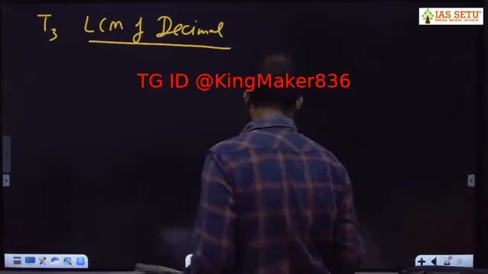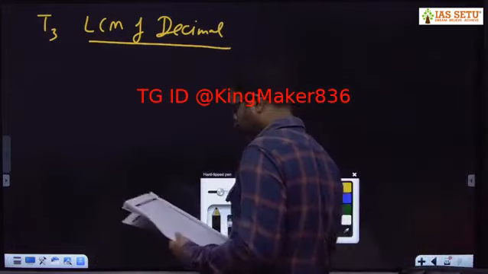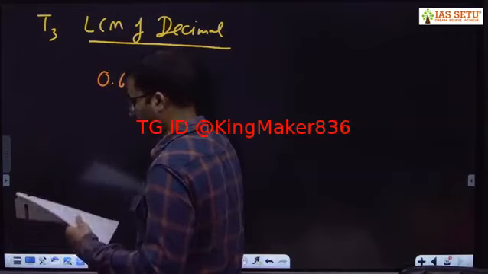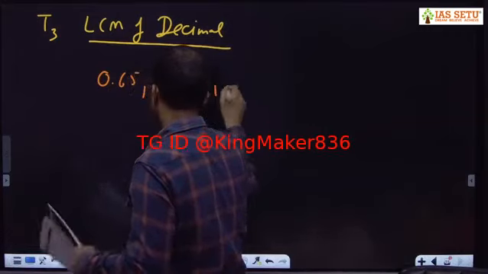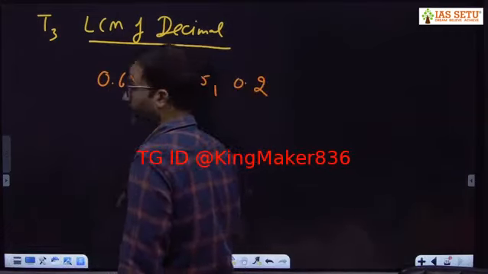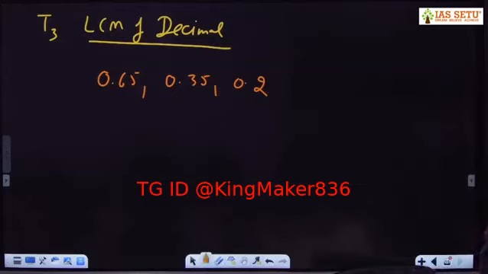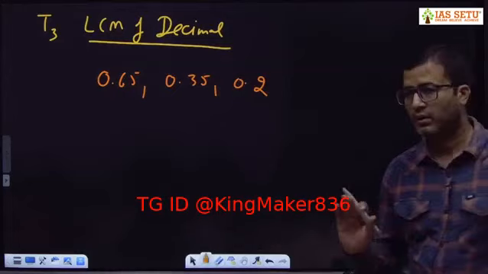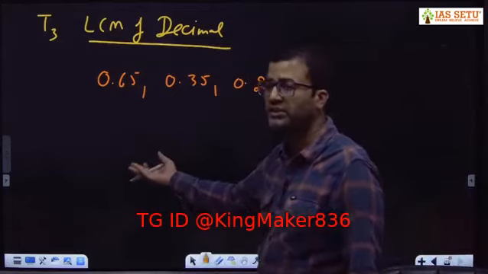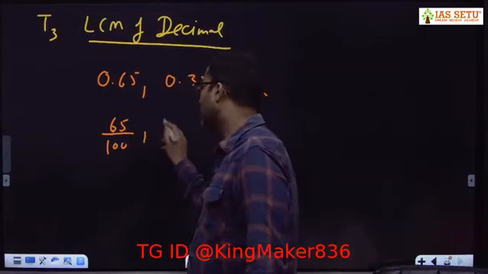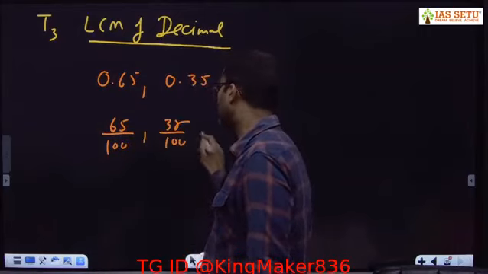Now here, LCM of decimals. Let me solve two questions for you. 0.65, 0.35, 0.2. I tell you, type 3 is nothing, it's like type 2. If a decimal is asked, convert it into a fraction. So you write it as 65 upon 100, 35 upon 100, 2 by 10.